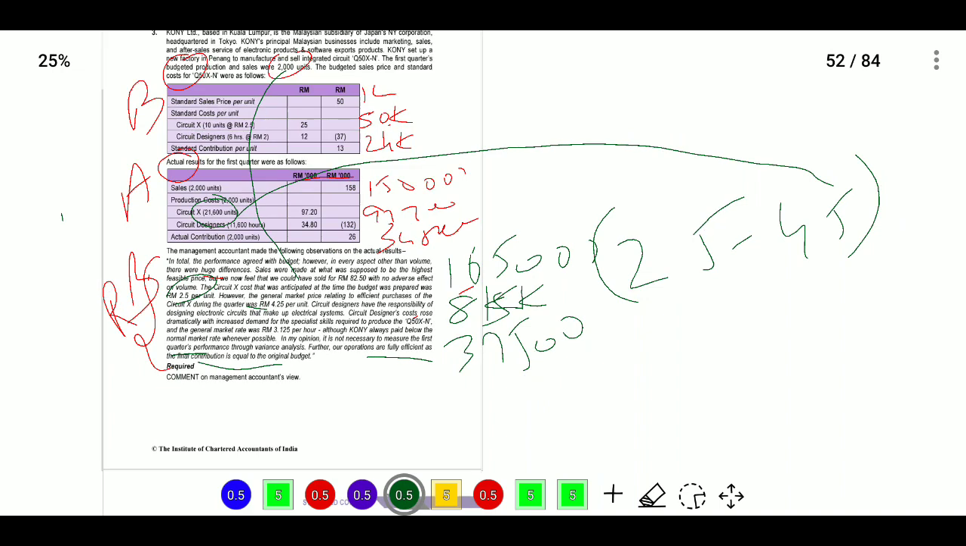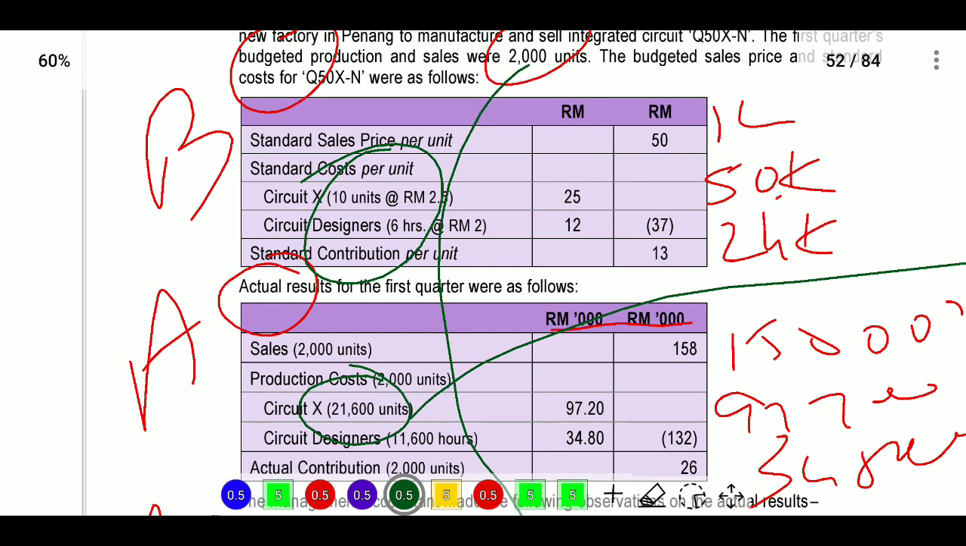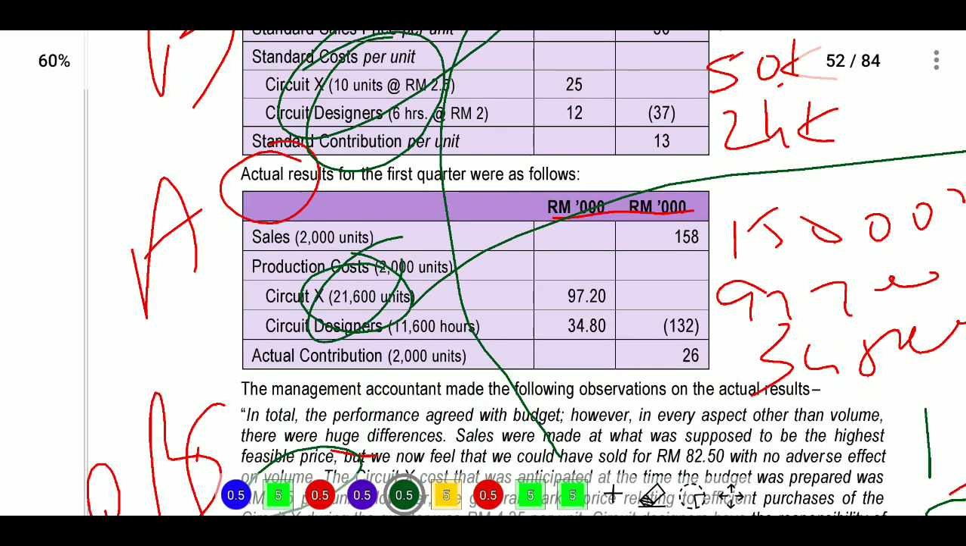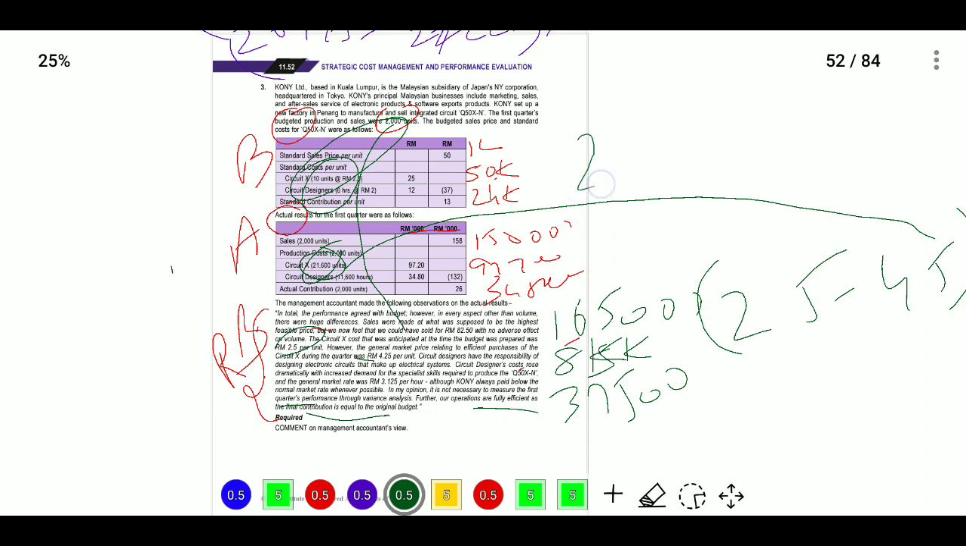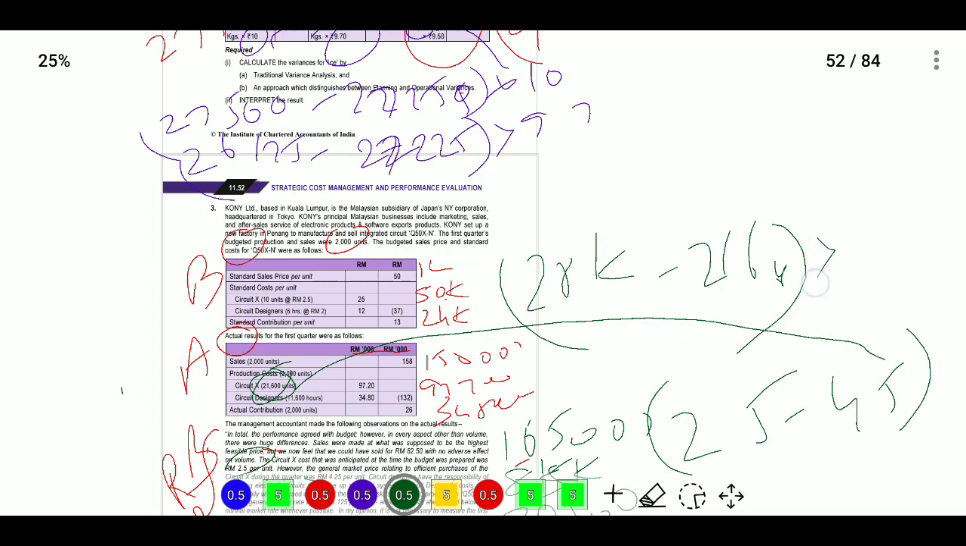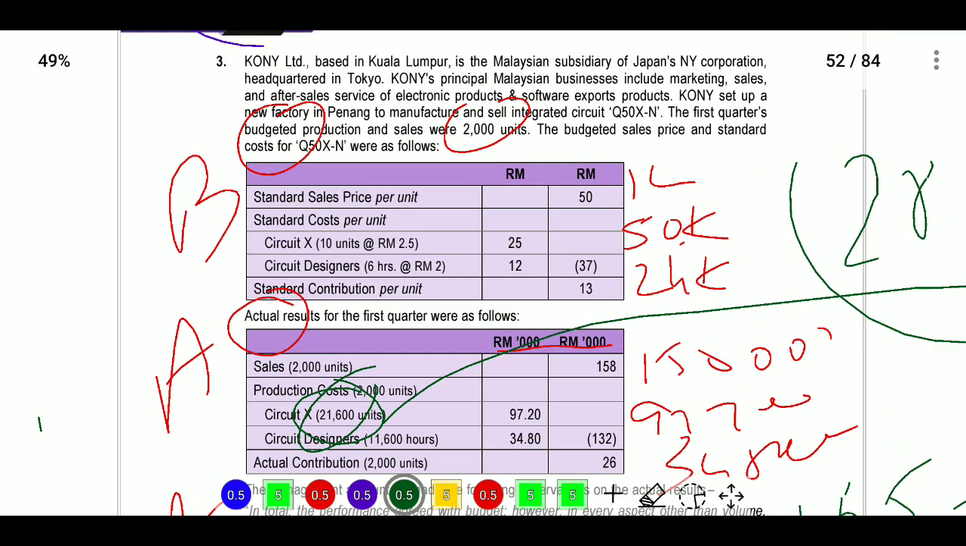How is the usage variance? For 20,000 units, it is 10 units into 2000, so it is 20,000, but we are using 21,600. So there is a usage variance: 20,000 minus 21,600 into which rate will we take? We take the standard rate. What standard rate is provided here? The standard rate provided was 2.5, so here we will take 2.5. Okay, next, we have calculated the circuit X usage and price variance.